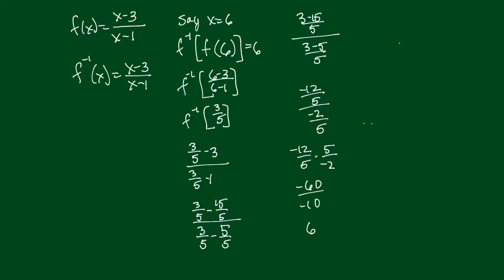So it works. I start with 6. I process it with f, and then I process it again with its inverse, which is the same function as itself, and I'm right back at 6. So sure enough, this is a real interesting function. This function is its own inverse. It's its own undo function.